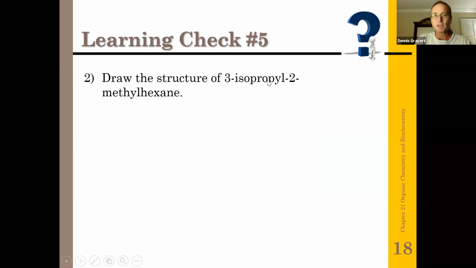Okay, so we're gonna have to change this one. Remember earlier I said I'm not going to put isopropyl or isobutyl, tert-butyl, all those. So let's take that out. Okay, so maybe I would ask you to draw 3-propyl 2-methylhexane.